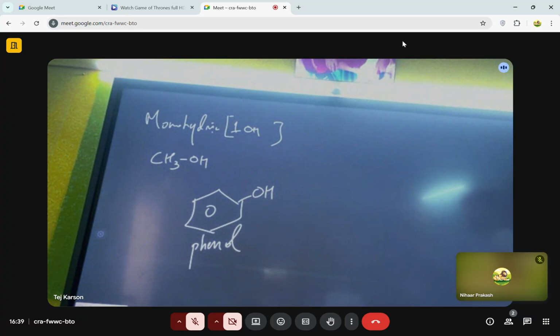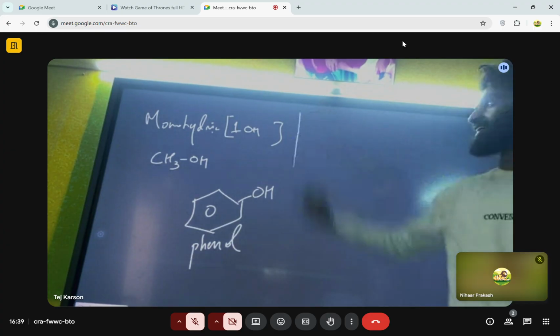This is for the same monohydrate. I'll give an example for one alcohol, and one is phenol. That's it. OH is there. Okay, next I think dihydrate.